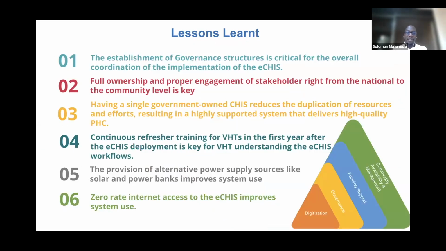In terms of the lessons learned, having governance structures in place is very key for us. Full ownership or proper engagement of stakeholders, as I've already mentioned, bringing them on board, is very key. I've mentioned zero rating, and I've talked about providing solar kits and power banks. Move over to the next, please.